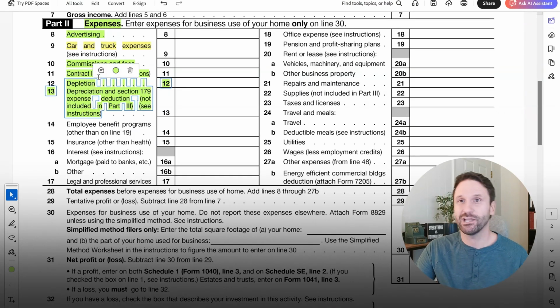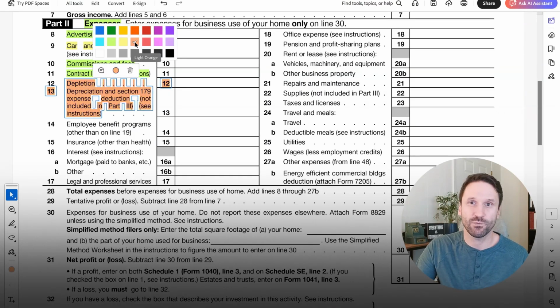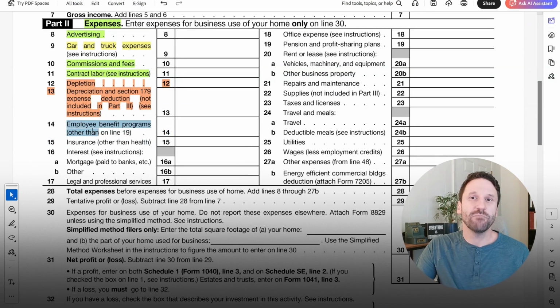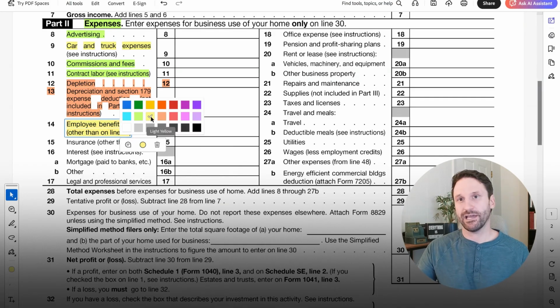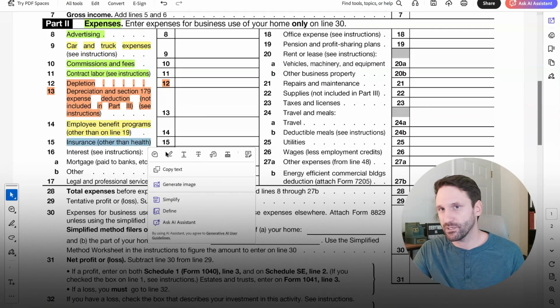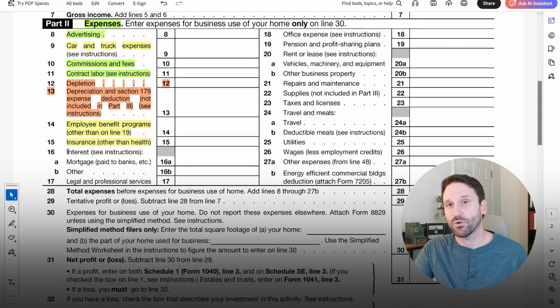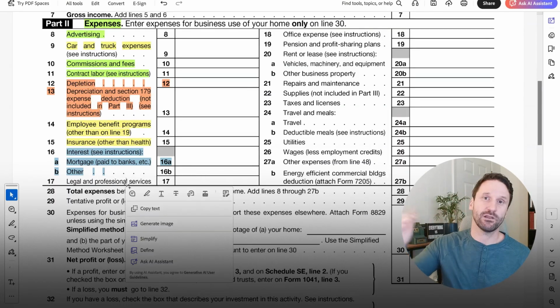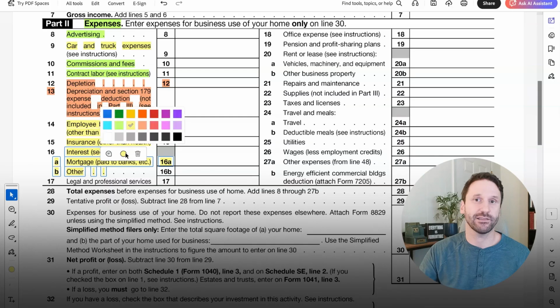Ignore depletion, ignore depreciation. That's for your accountant to worry about. You're not going to have employee benefit programs, most likely. You may have insurance, like if you do liability insurance or things like that, you can track that all in one line item. You're not going to track your health insurance here. That's a totally separate deduction. If you have loans or credit cards or any kind of debt that you're paying interest on, you can track that as a separate line item. Just interest expense is fine like that.